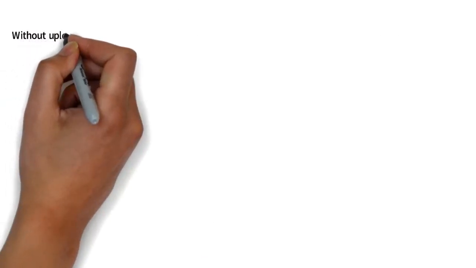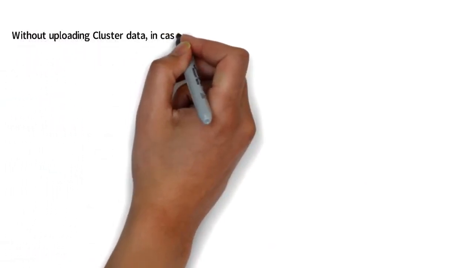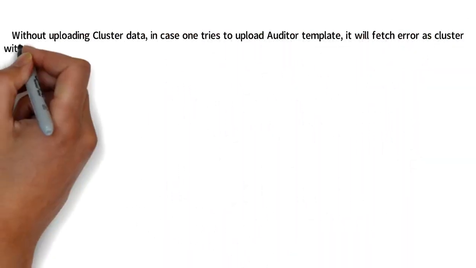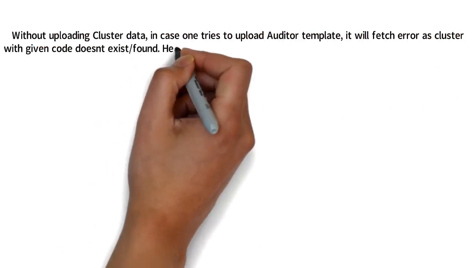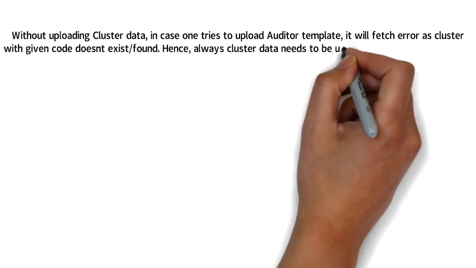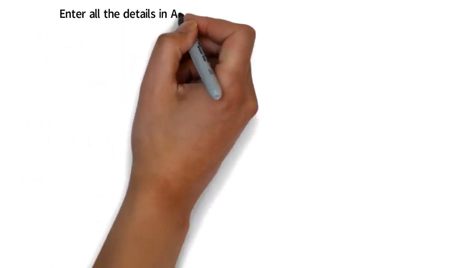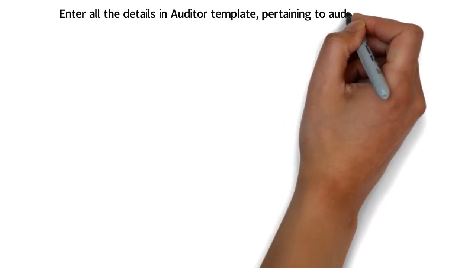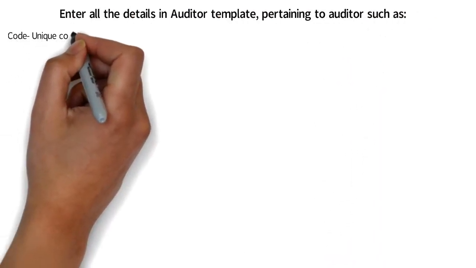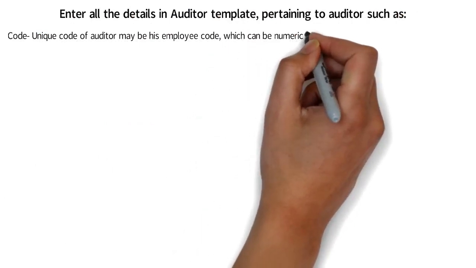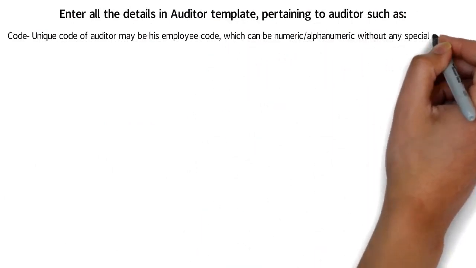Without uploading cluster data, in case one tries to upload auditor template, it will fetch error as cluster with given code doesn't exist or is not found. Hence, always cluster data needs to be uploaded first, and then auditor. Enter all the details in auditor template pertaining to auditor, such as code. Unique code of auditor may be his employee code, which can be numeric or alphanumeric without any special character.